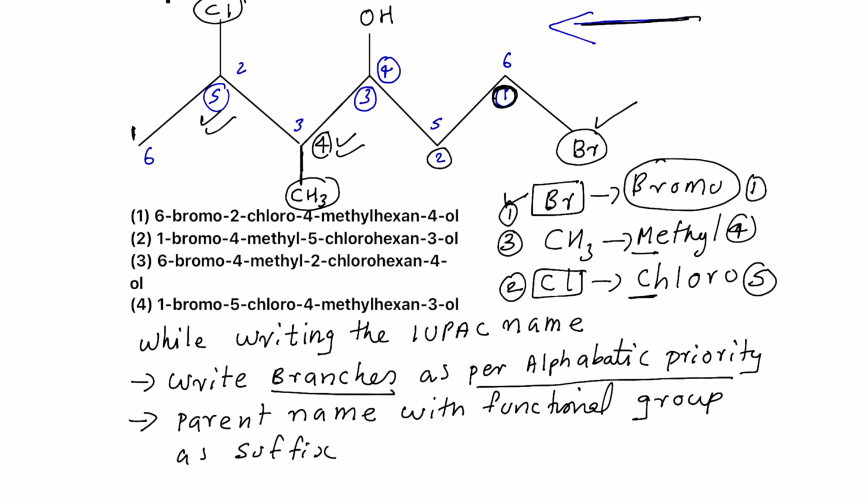So in the first position you can see bromine, 1 bromo. Then you have to write chloro, but what is the position? 5. 5 chloro. Now position 4 you can see methyl, that you can write at the end, 4 methyl. After writing the branches, we have to start writing the name of the parent. What is the parent? 1, 2, 3, 4, 5, 6. 6 carbons, so hex, H-E-X. Only single bond, so AN. And third position, we have OH, so OL. 1 bromo, 5 chloro, 4 methyl, hexane, 3 ol. Got it right? Perfect. 4 is the right answer.